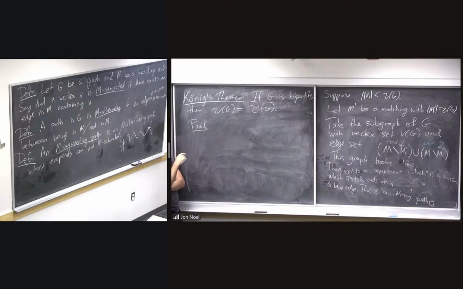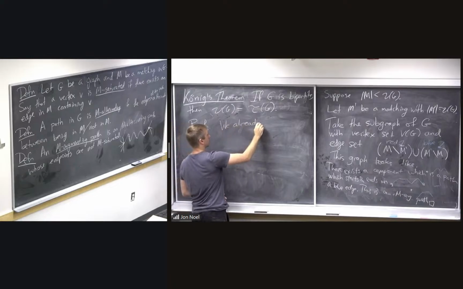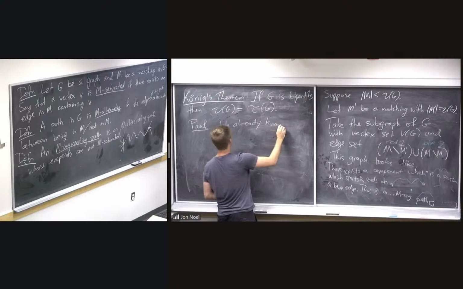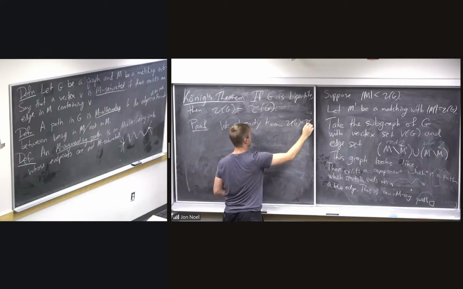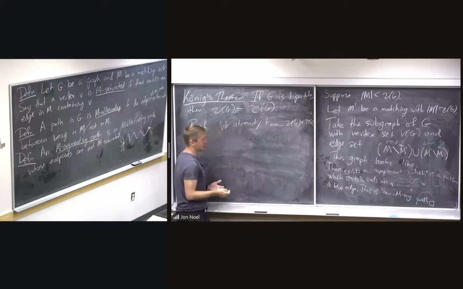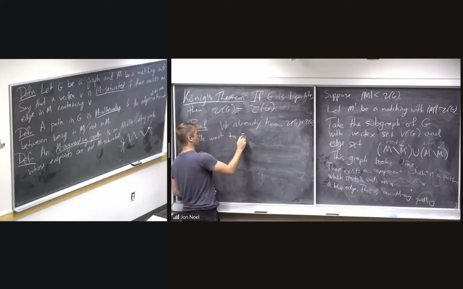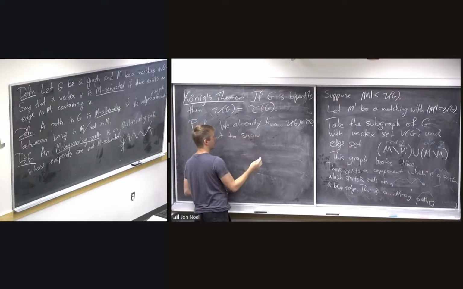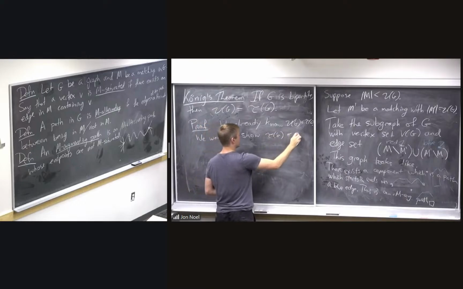So, all right. So we already know that nu of G is at most tau of G. So we just want to show it's equal. So we want to show that tau of G is at most nu of G.